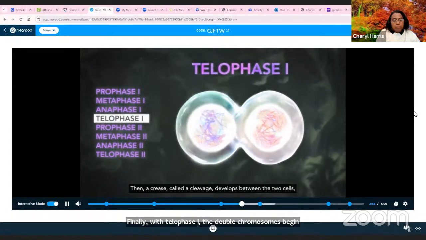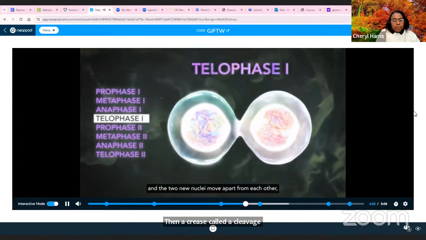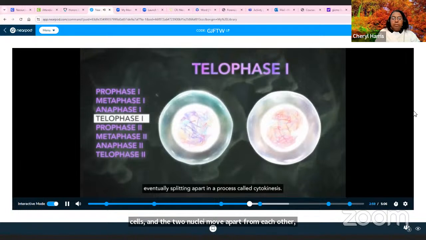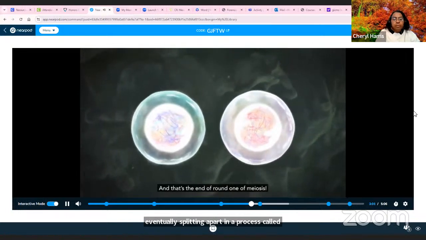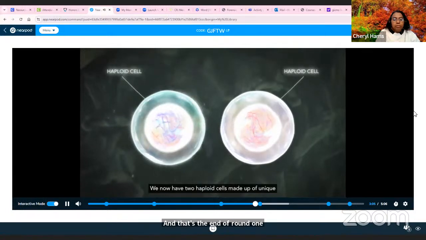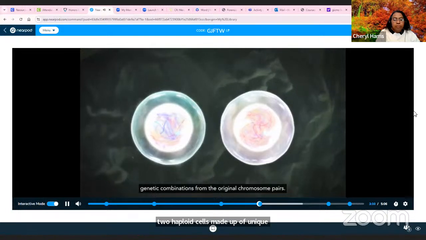Then a crease called a cleavage develops between the 2 cells, and the 2 nuclei move apart from each other, eventually splitting apart in a process called cytokinesis. And that's the end of round 1 of meiosis. We now have 2 haploid cells made up of unique genetic combinations from the original chromosome pairs.